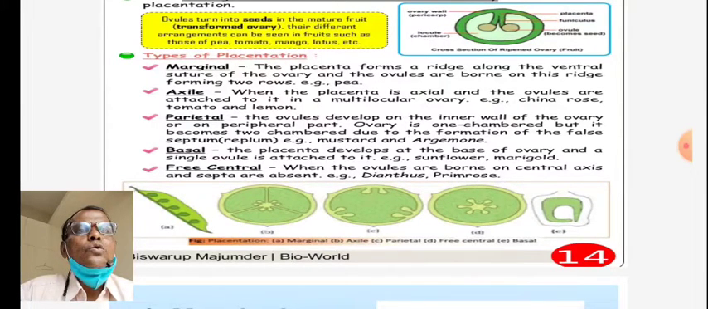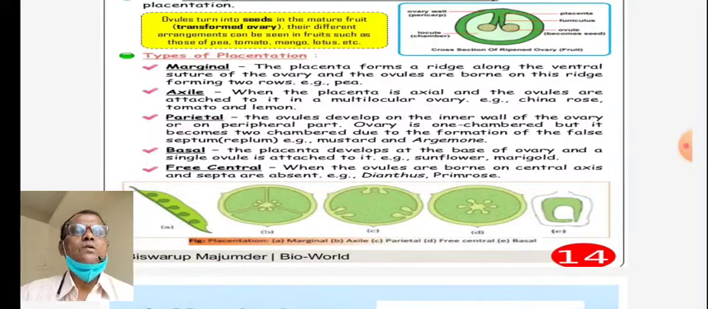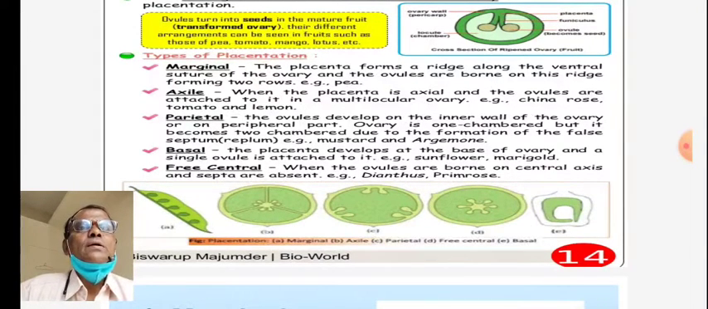And here the ovules are attached to each placenta, so there are more of them. Cucumber is a good example for this one. Axile is present in tomato and lemon. Then marginal is present in pea. Then parietal is well seen in mustard, or cucumber is a good example.